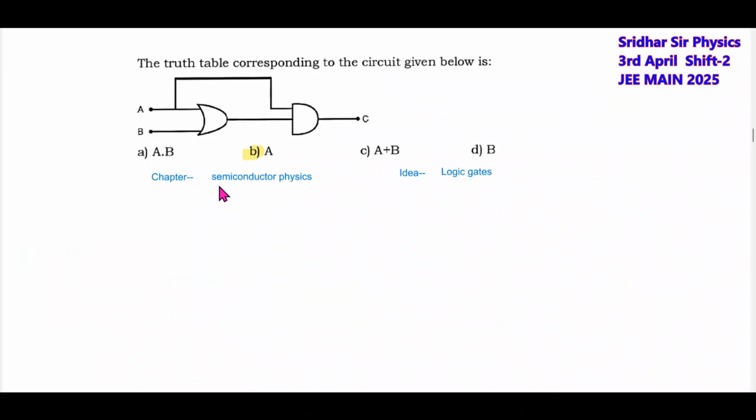This question is based on the chapter semiconductor physics, and the idea involved is logic gates. The truth table corresponding to the circuit given below is. Here this is the input A, so this will also be A. The input B, and this OR gate, the output of the first OR gate will be A plus B. Now this will become A plus B input and there is an AND gate. The output C will be equal to A dot (A plus B).